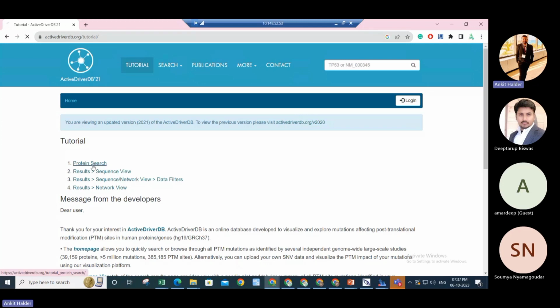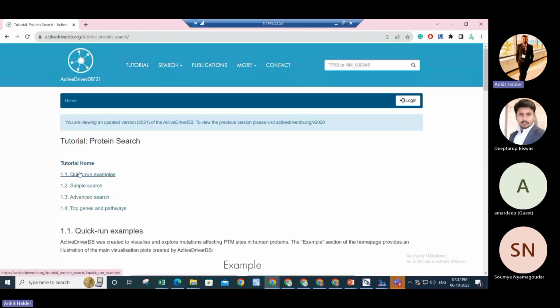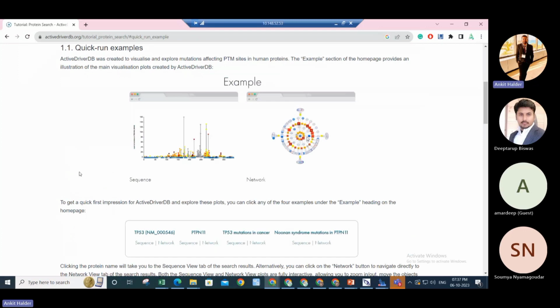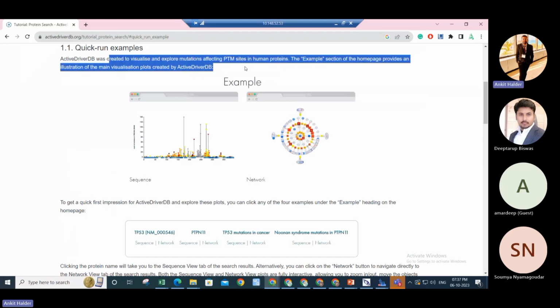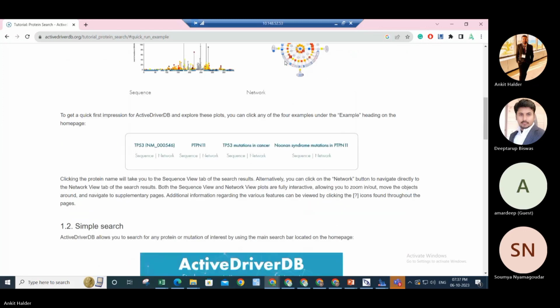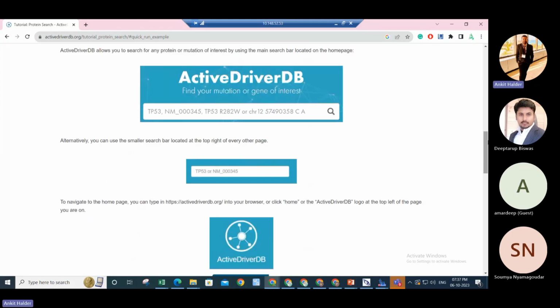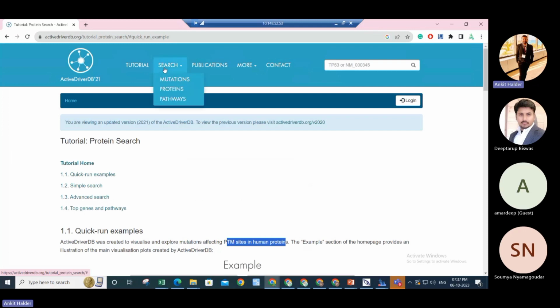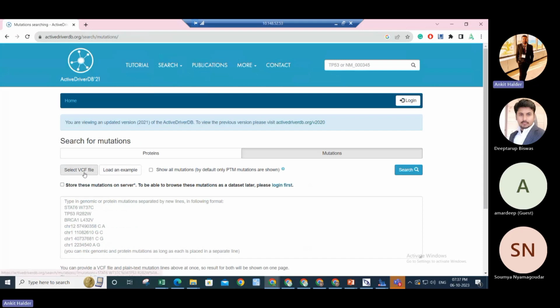You can go for the protein search and just quickly run examples. For an example, you can see the sequence and the network, which is used to visualize mutations affecting PTM sites in human proteins, wherever the PTM sites are affected. In fact, what we can do is go for search mutations. Here you can select a VCF file as well. I am hopeful that you all know what a VCF file is.